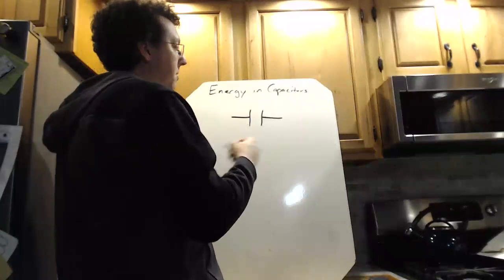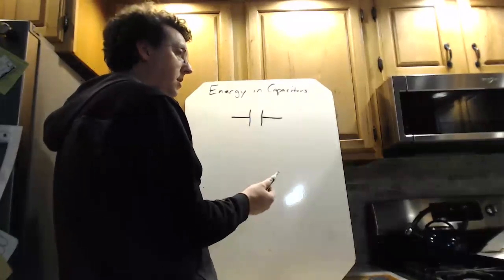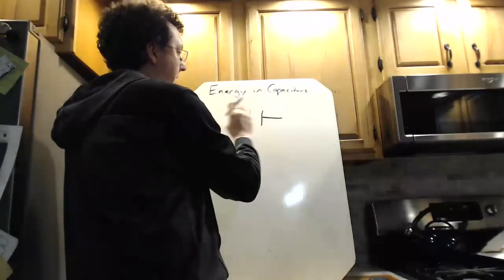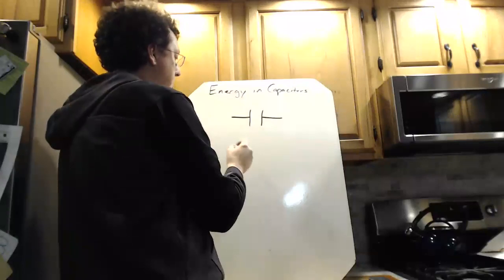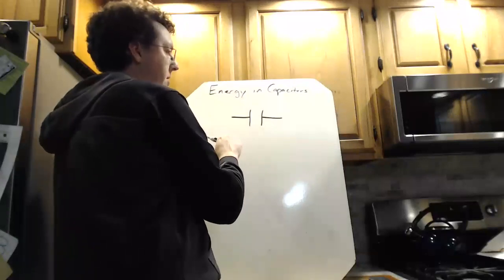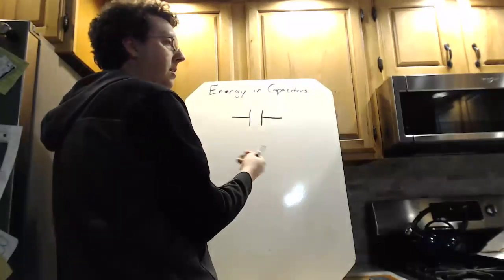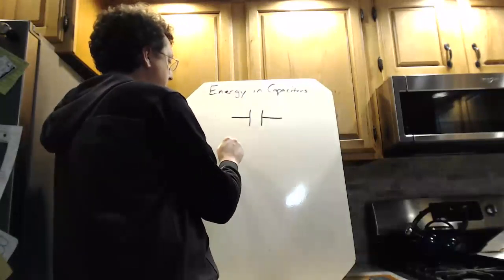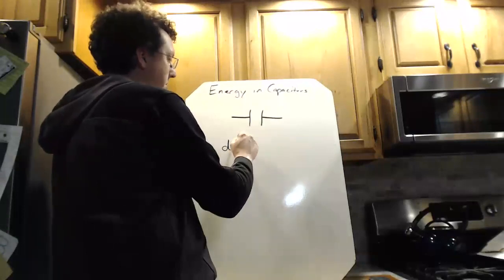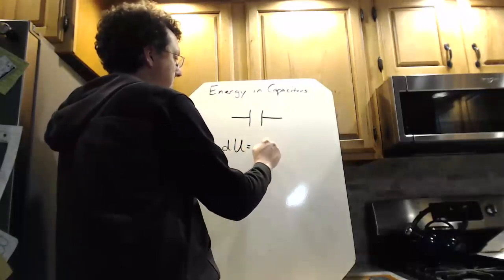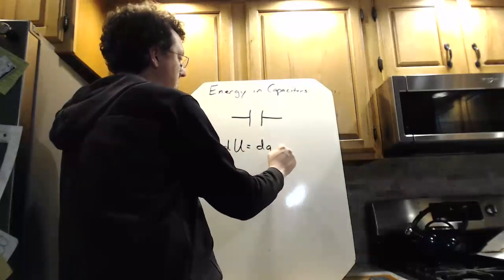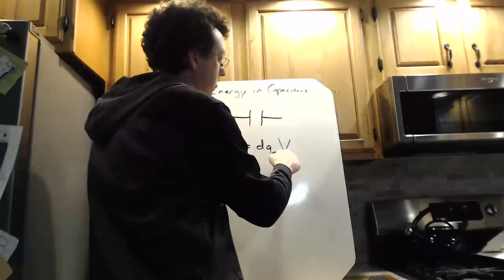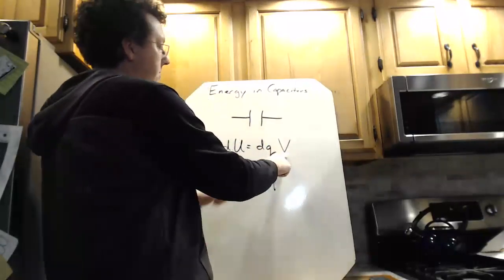So let's think about that process with some equations. You can imagine that as you add in a differential amount of charge, dq, after you've added it, there is a little bit of extra potential energy. So I would say a little bit of extra potential energy, dU, is equal to dq times the electric potential.